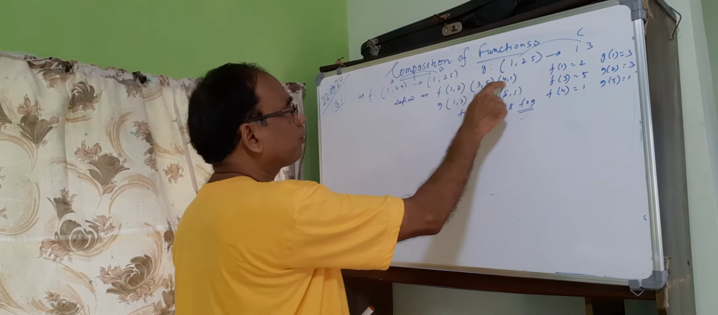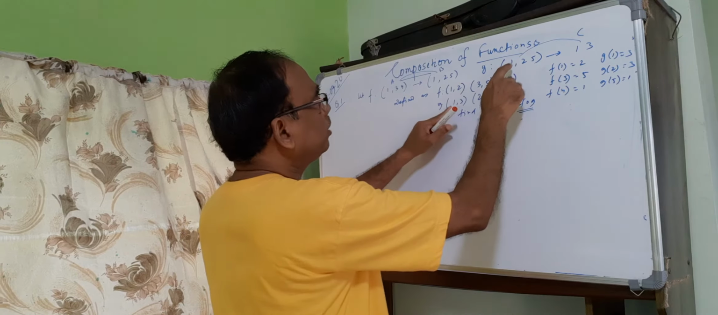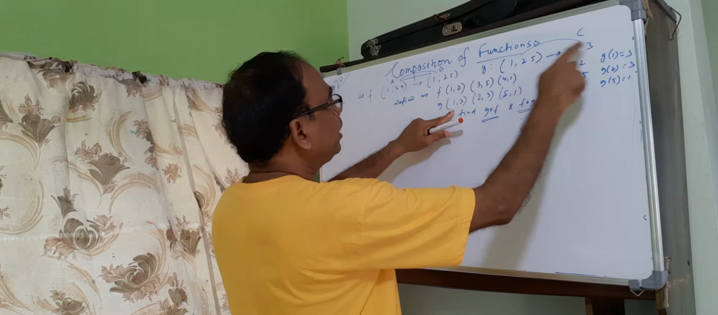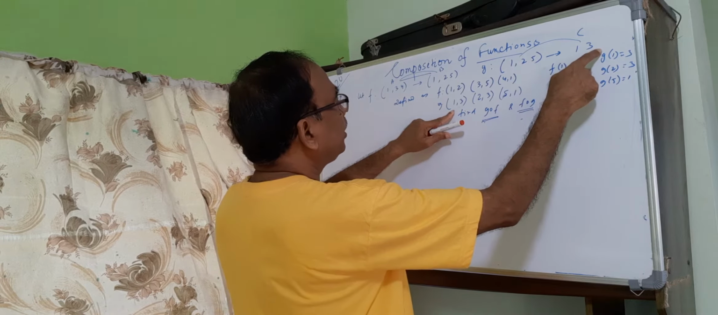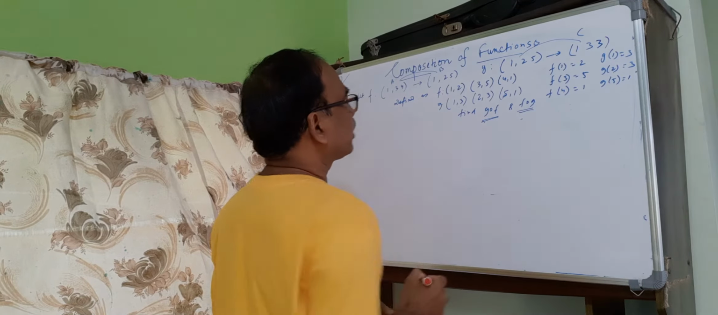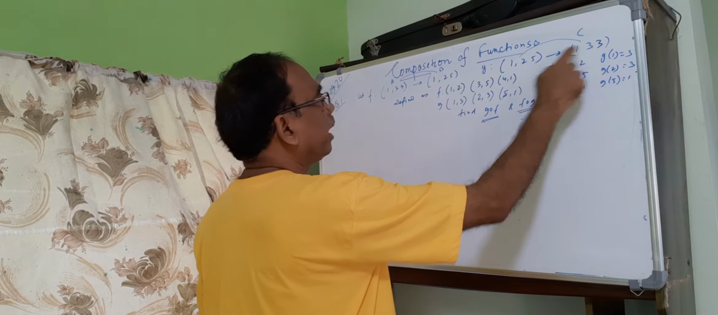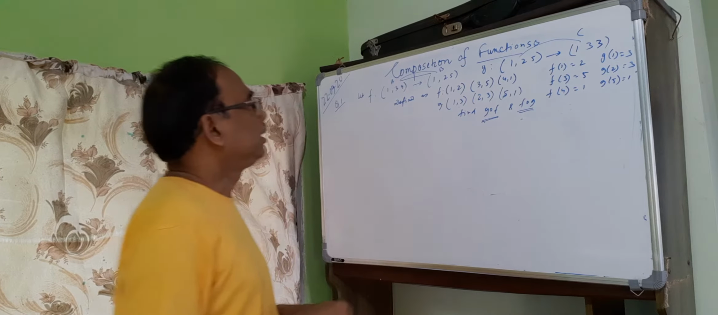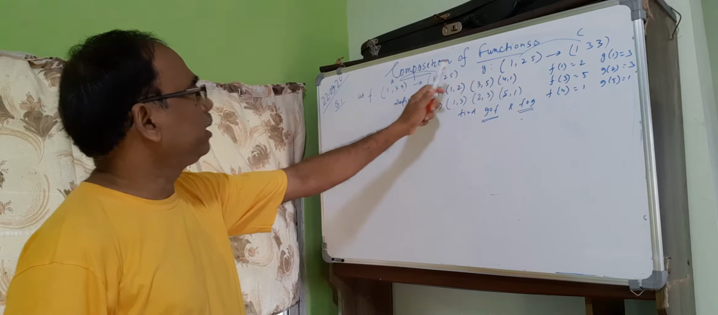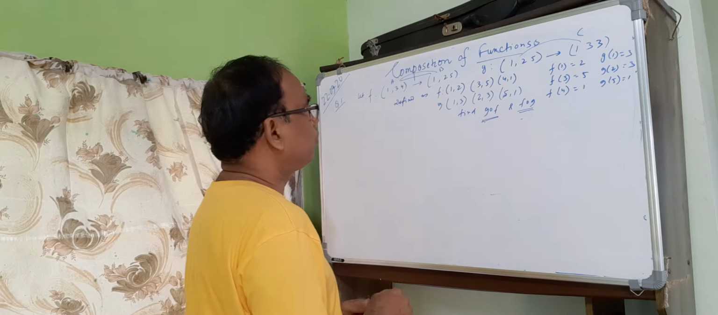The function G is (1,3), (2,3), (5,1). There you can check it. This is given, defined as F from A to B, and G from B to C. We have to find GOF and FOG.